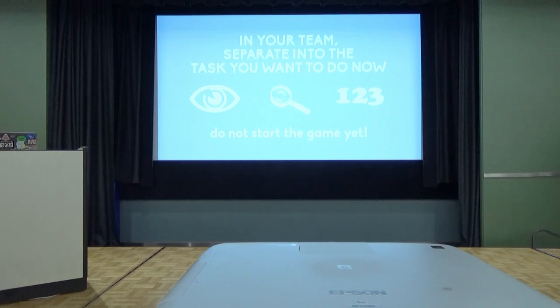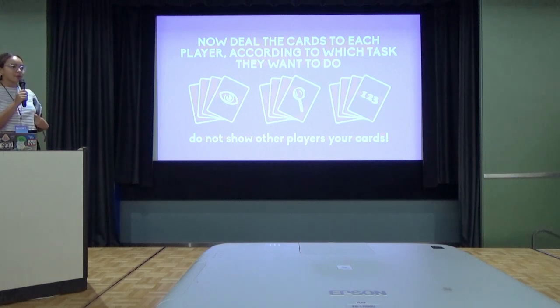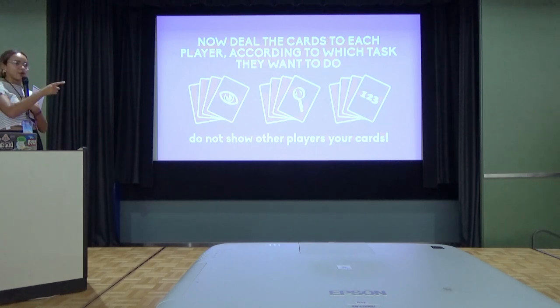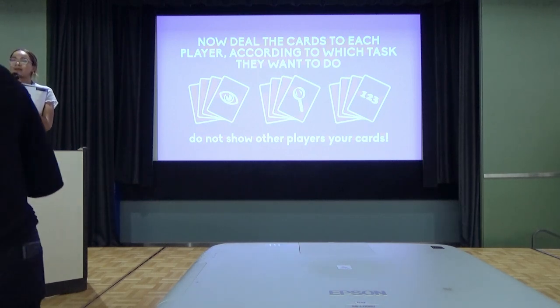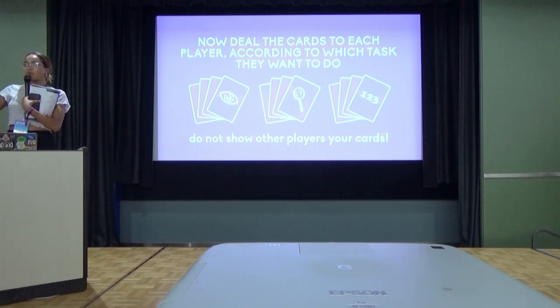So the video will have the next prompt, so once you've completed that task, just wait for the video to play. Okay, now deal the cards according to player. If you split up in your groups, make sure everyone has a card. Give me a thumbs up when everyone has a card. Oh, we have an advanced team over here. If you have a team that doesn't have 30 cards, some people may have to have two cards, just as a heads up. But ideally, it'd be one card per person.